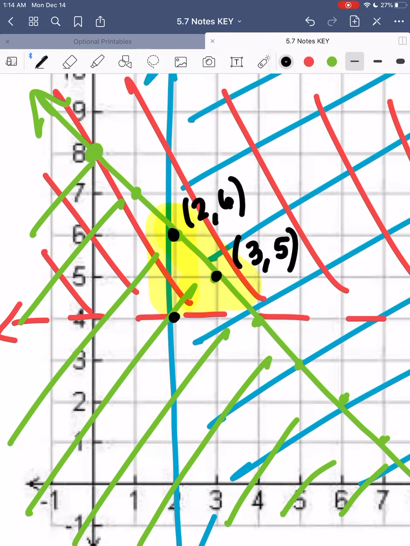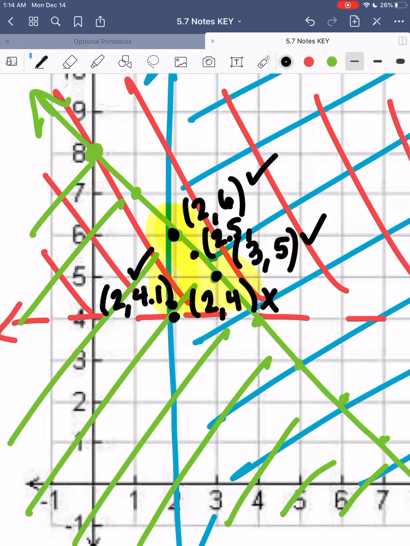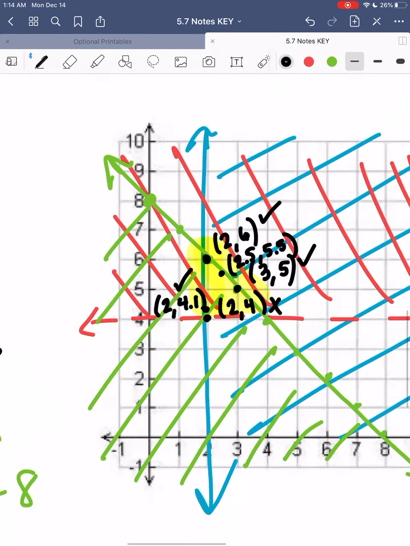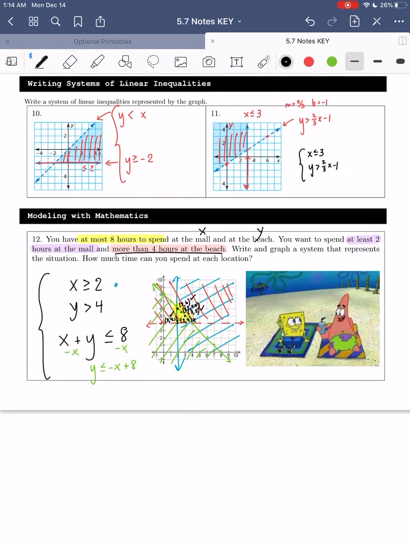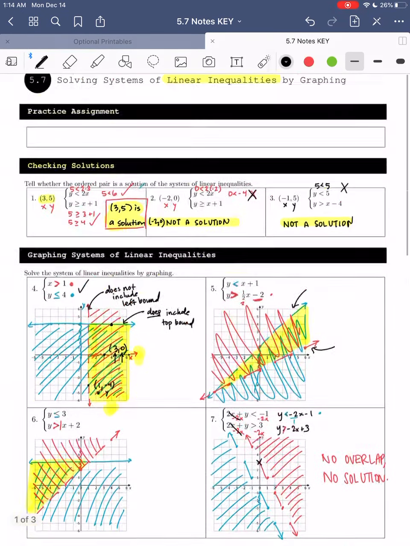That's okay. This point does not work. That's the point 2, 4. Because you said that you wanted to spend more than 4 hours at the beach. So 4 isn't quite good enough. But the point right above that, which is 2, 4.1, that is okay. Check. This one is not okay. This one checks off. This one checks off. And you have more points in there. You can do halves in there. Like this would be a half right in here. This would be 2.5, 5.5, and that would check out. You're allowed to spend half an hour there. But that is everything. That is our solving inequalities by graphing.